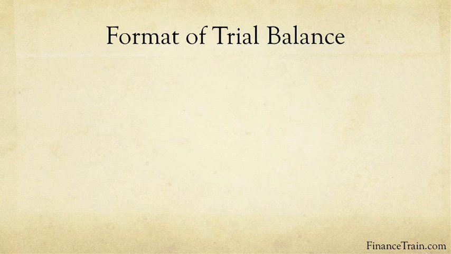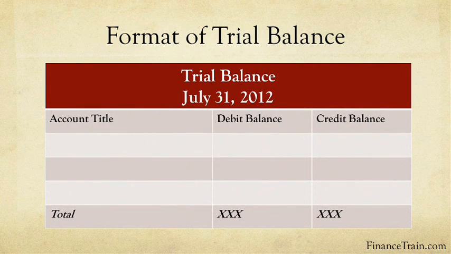As you can see on screen, the trial balance has three main columns. The first column contains the title of the account from which the balance is taken. There are two more columns. They are debit column containing debit balances and credit column containing credit balances. The debit column total is compared with credit column total. If the totals in both the columns are same, it implies that ledger accounts are arithmetically accurate.